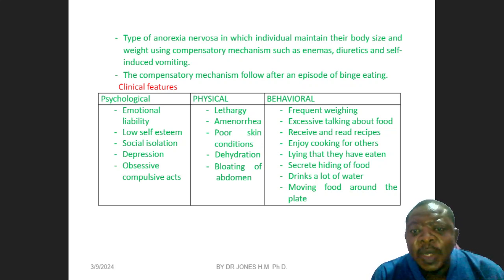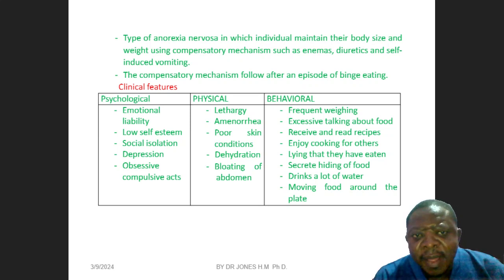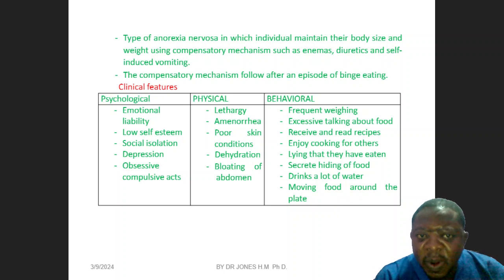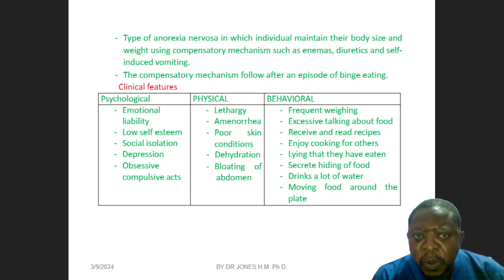So, in looking at the clinical picture, or the signs and symptoms, we are going to look at these using the elements of psychological, physical, and behavioral signs and symptoms. For most, or we can say for all mental health conditions, their signs and symptoms can fall under either psychological, physical, or behavioral dimension.